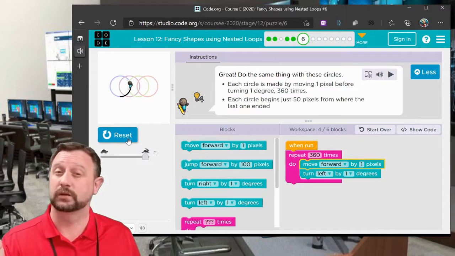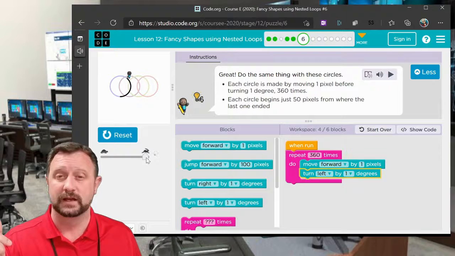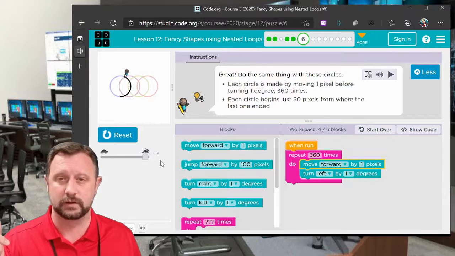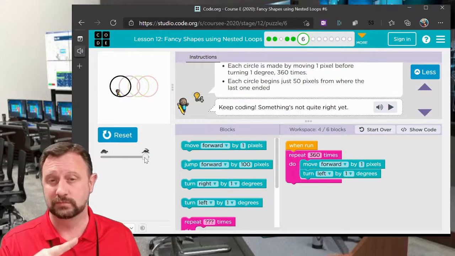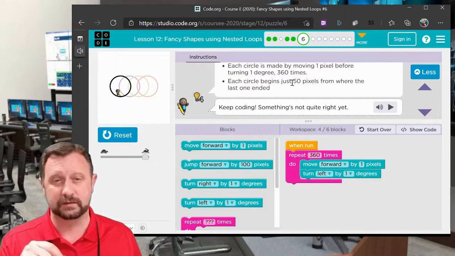It's moving pretty slowly because it's doing it 360 times. I do have a little meter. I can slow it up or go down. There we go. All right, that's one circle. This tells me that they are 50 pixels apart.